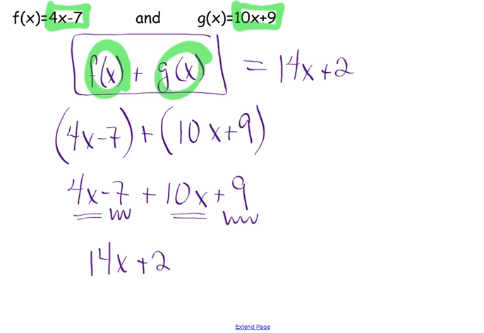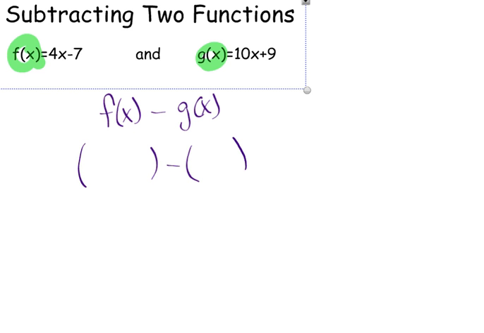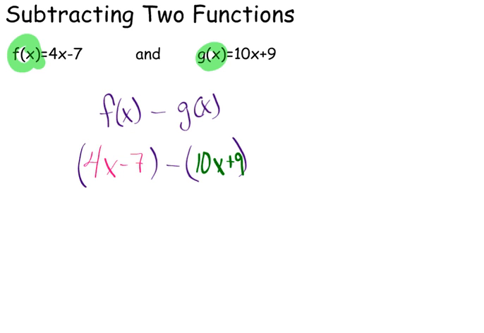Now, let's look at what happens when I am subtracting two functions. I'm using the exact same two functions, Fred and Grover. I like Fred. He's nice. We're going to write it in a similar manner. We're going to refer to it as f of x minus g of x. I'm going to write Fred in. Fred was 4x minus 7. And Grover was 10x plus 9.